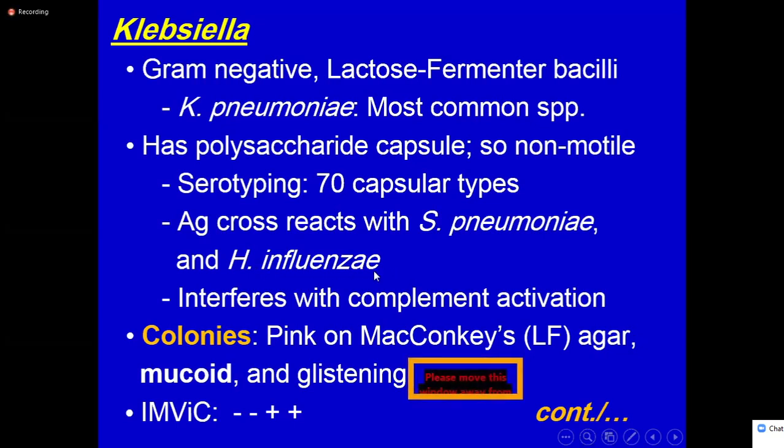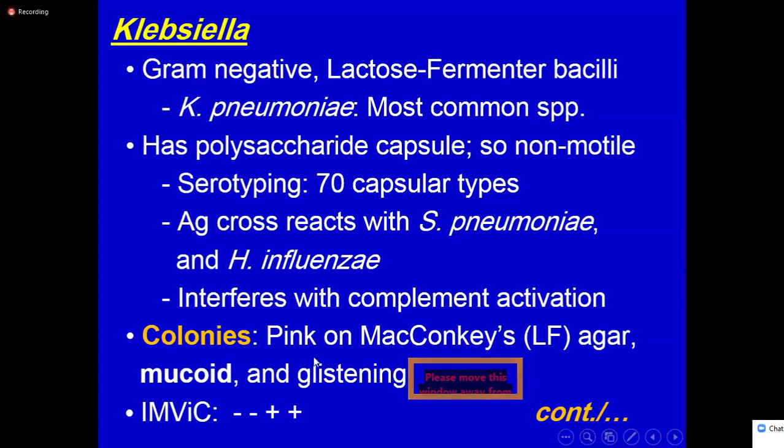Also, Haemophilus influenzae type B is a capsulated microorganism. So these three microorganisms are capsulated: Klebsiella pneumoniae, Streptococcus pneumoniae, Haemophilus influenzae type B, all of them are capsulated, and there is a cross reaction between the antigens. These capsular antigens interfere with complement activation. You know, the capsule interferes with complement activation and also interferes with phagocytosis, if you remember.